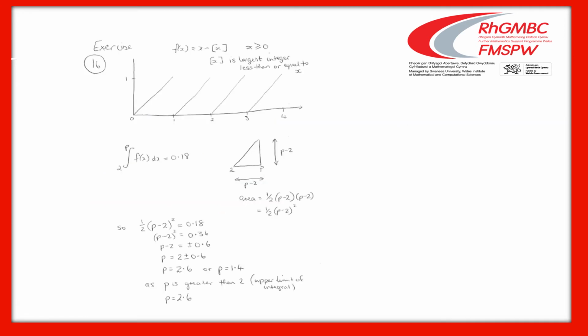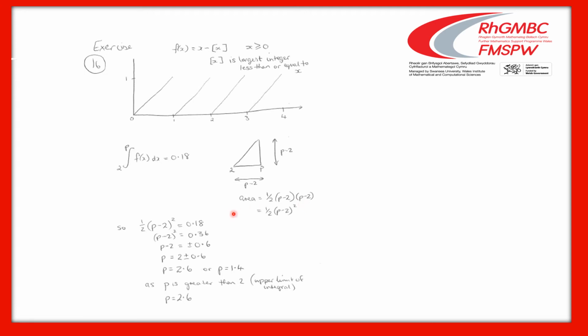So here we have the sketch of f of x equals x minus the integer value of x, which is a series of 4 diagonal lines. In the second part, looking at where the integral from 2 to p gives us a value of 0.18. If we assume that p is some value obviously larger than 2, then we can see we would have a right-angled isosceles triangle, the horizontal and vertical being equal length. So we can get an area as half base times height, and we get half (p minus 2) all squared.